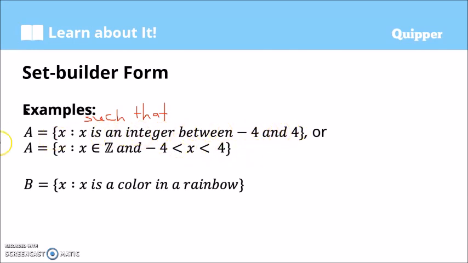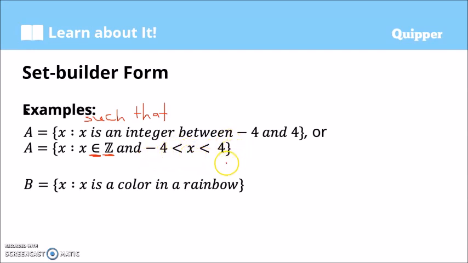Another way of writing this set is through this. Set A is the set of X such that X is an element of integer. This symbol is read as is an element, and this is the symbol for integers. X is an element of integer, meaning we are talking about X, the number, the element of the set, is an integer. Okay? It's an integer and that number is between -4 and 4. Or we say -4 less than X less than 4.